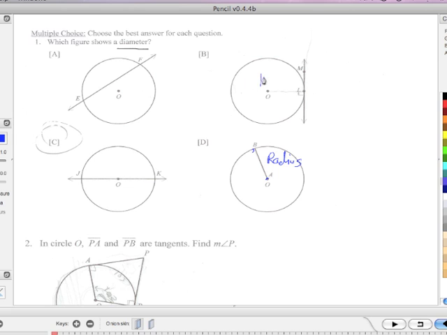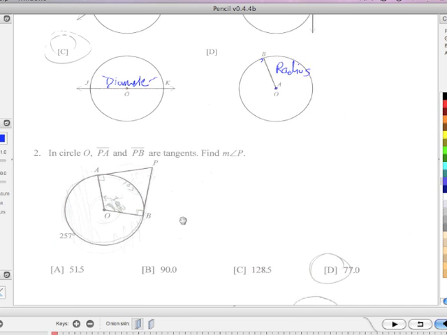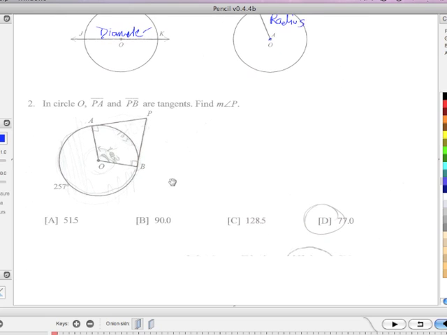This is a tangent. This here is a chord. And this is a diameter. Boom. That was easy. Okay, in circle O, PA and PB are tangents, so there's our tangent again.